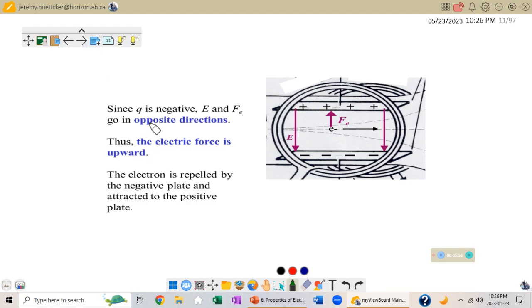Right, because the charge Q is negative, E and Fe go in opposite directions, so the electric force is upward. Also, think about the plates. It's attracted to the positive plate, so it's going to be moving upwards. It's going to be repelled, sorry, by the negative plate. It's going to move upwards.